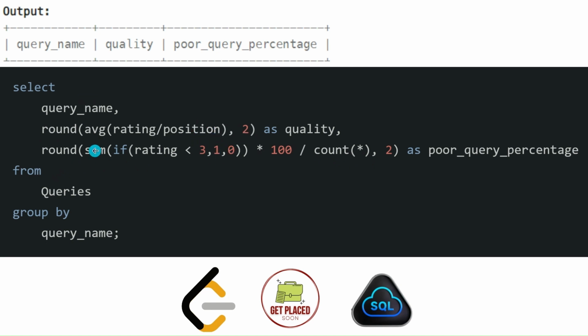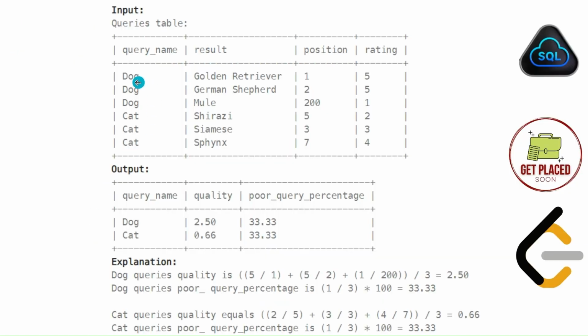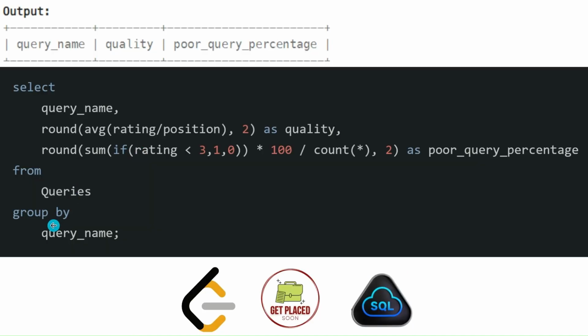All these things we are taking from the table named queries and we are grouping all the query names, because we have multiple entries of the same query names here. So dog has 3 entries, cat has 3 entries. Therefore, we will group by query underscore name. Once we group by query underscore name, first let's calculate the quality.